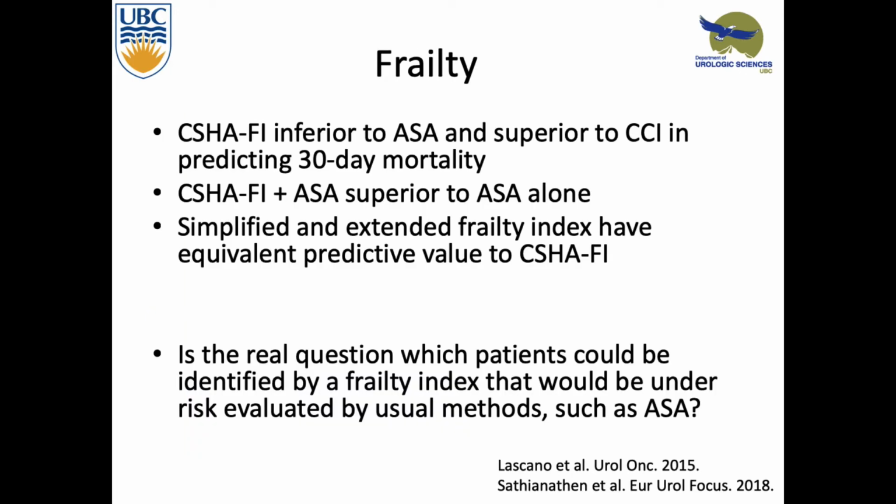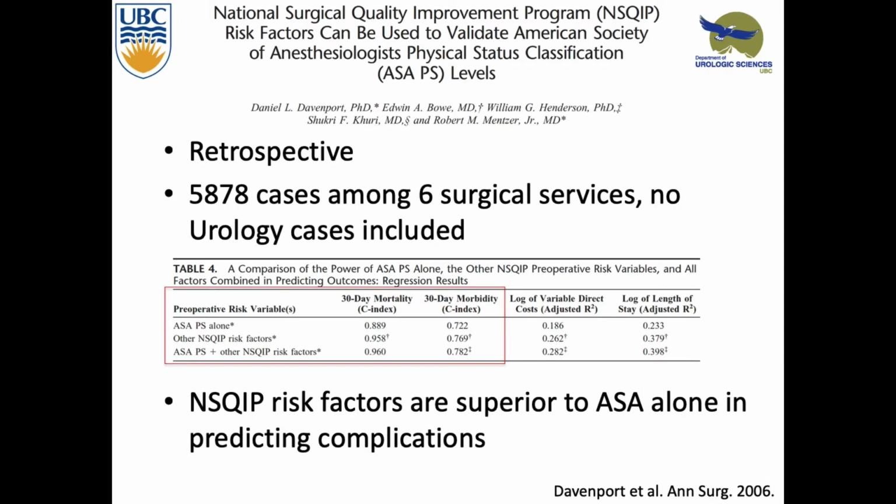And I think the real question is which patients can be identified with a frailty index that would be missed by other evaluations like ASA, trying to find patients that are at higher risk and help them before they go into surgery. So this is a retrospective study looking at the NSQIP risk factors, which we'll talk about a little bit later, and comparing it to ASA score. And it found that the NSQIP risk factors are actually superior to ASA score, and combined it's even better. You're having C indexes of greater than 0.8 or 0.9, which would be good to excellent.